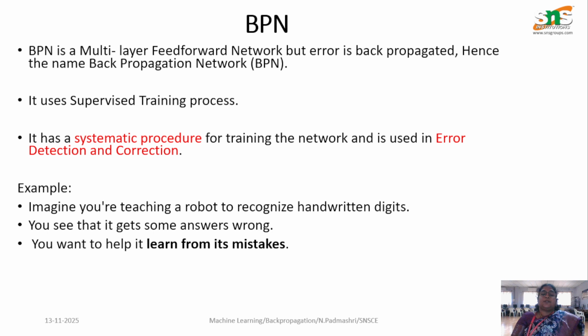It uses a supervised training process. It is a systematic procedure for training the network, and the errors are detected and corrected here. Nowhere else in the neural network are the errors detected and corrected, only in this backpropagation, in order to improve the performance and speed of the network, to get a 100% accurate result. The predicted output should be the same as the actual output. To achieve all these things, we use this backpropagation network.